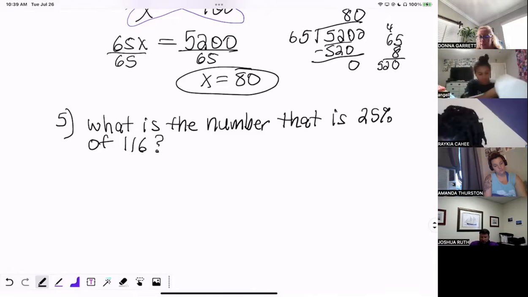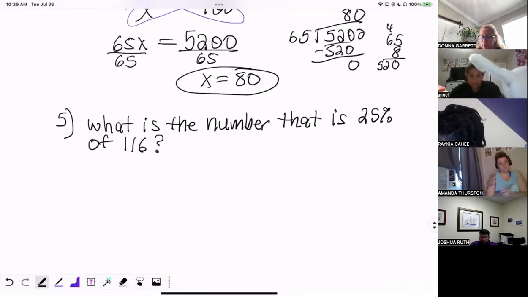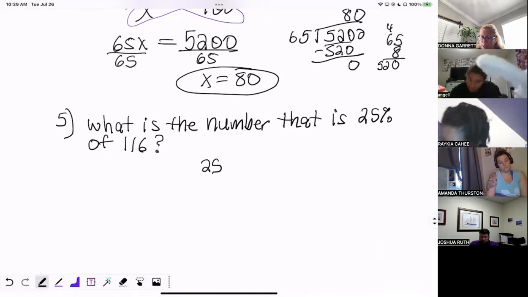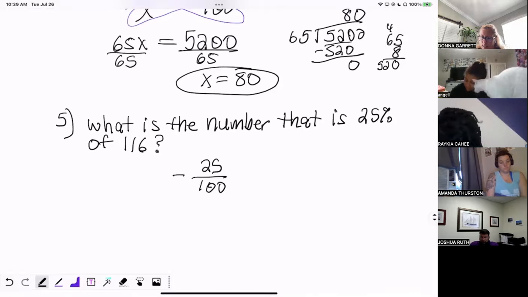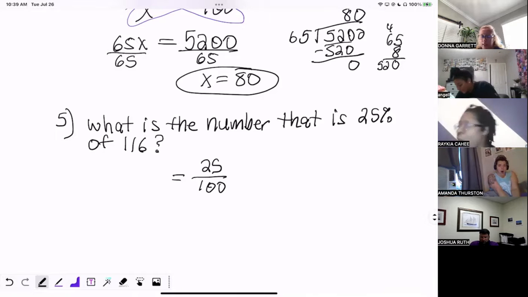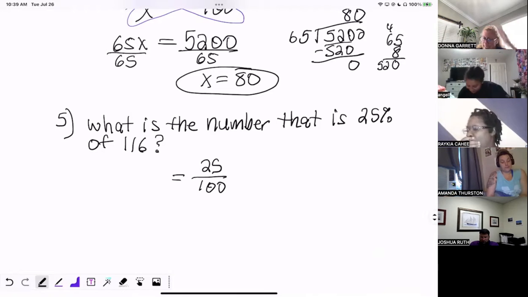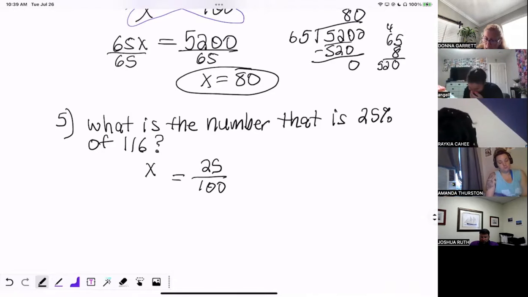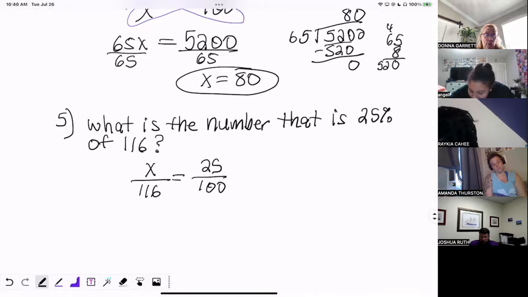What is a number that is 25% of 116? Okay, so 25 out of 100 equals, by the way, I always leave my percent, so 25 over 100, on the right. You don't have to. It's just a habit of mine. What is, that's is, of 116? Set up that way, you did it right, or you can think of it as part of a whole. I'm looking for the part, and the whole is 116.